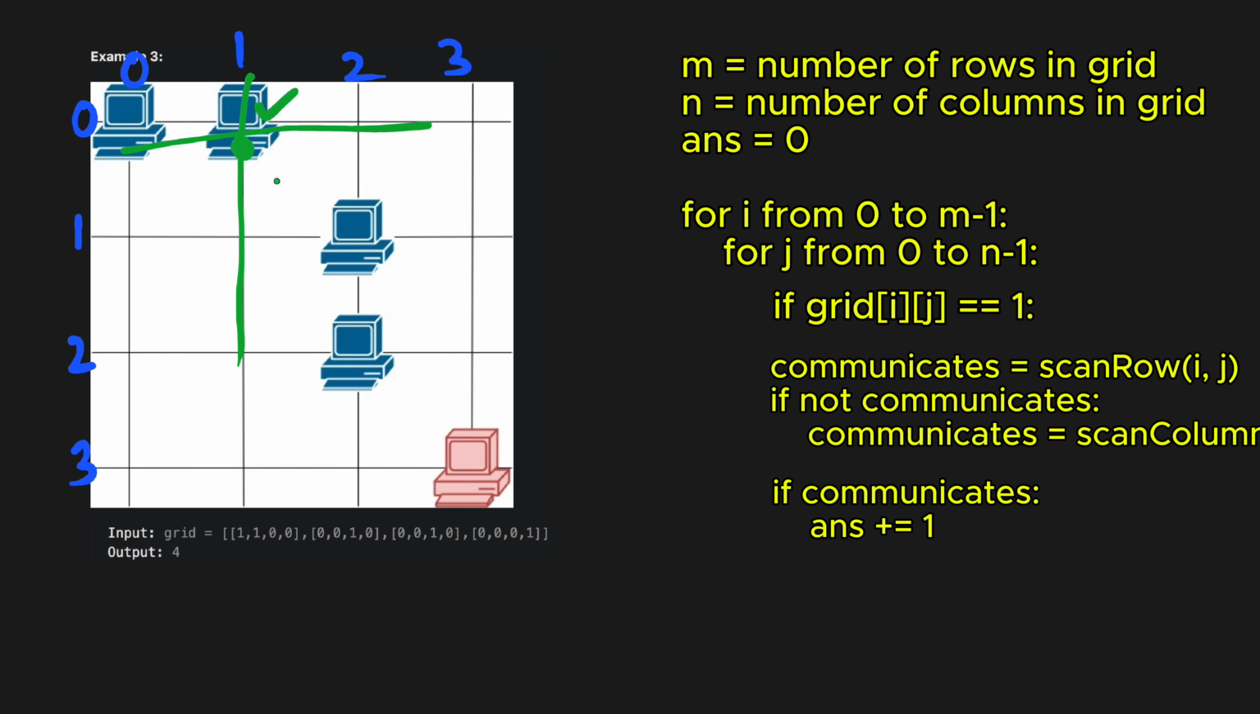And the time complexity of this approach will be O of m into n plus m because of the nested loops to find the server. And then for each server, we go through n cells in the row and m cells in the column to find another server. So because of this, the overall time complexity is O of m into n plus m.